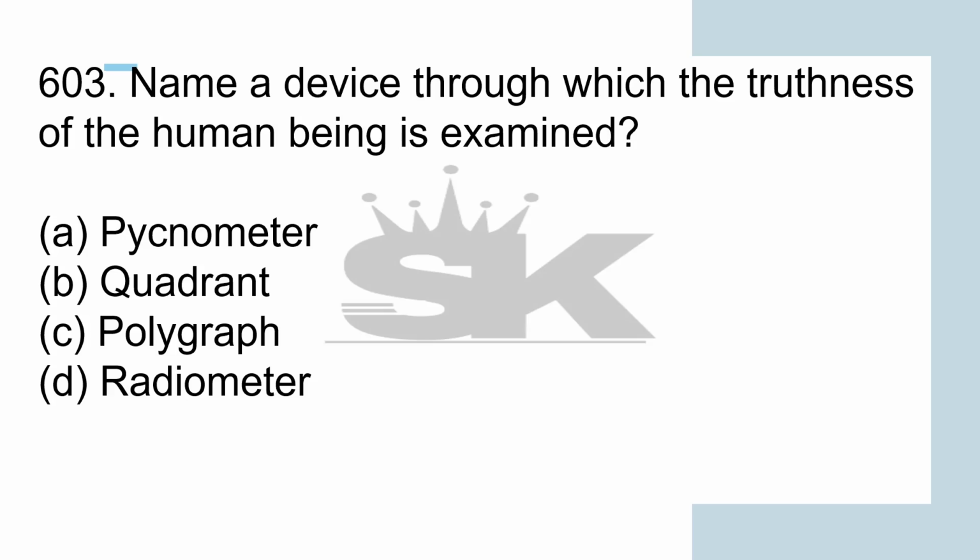Name a device through which the truthfulness of a human being is examined. The answer is polygraph. A polygraph, popularly referred to as a lie detector test, is a device or procedure that measures and records several physiological indicators such as blood pressure, pulse, respiration, and skin conductivity while a person is asked and answers a series of questions.